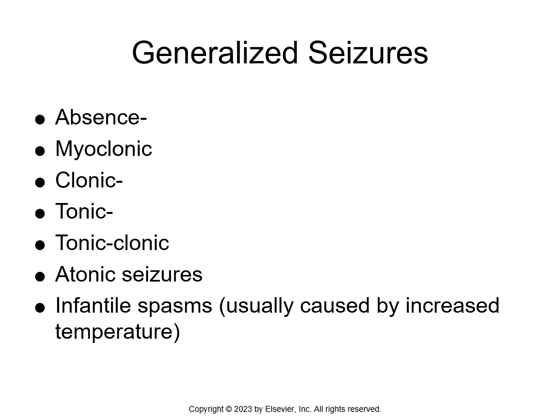We have different generalized seizures. Generalized seizures are characterized by bilateral synchronous electrical discharges in the brain. More or less, it's the whole brain that is affected. As you see the list on this slide, there's an absence seizure, myoclonic, clonic-tonic, tonic-clonic, atonic seizures, and infantile spasms usually caused by increased temperatures.